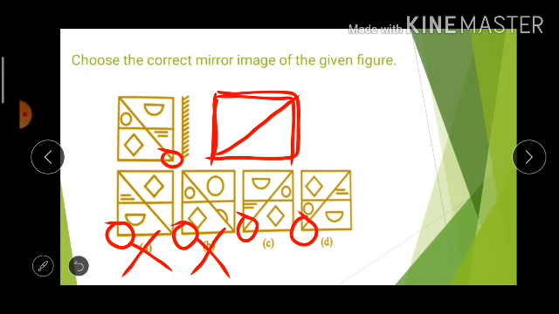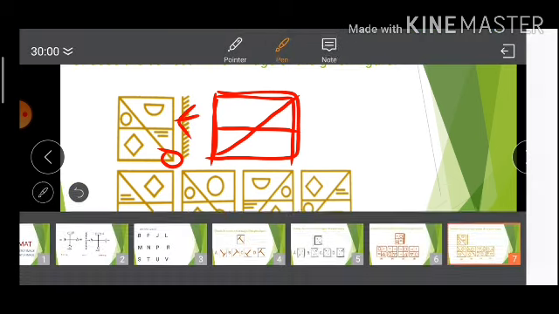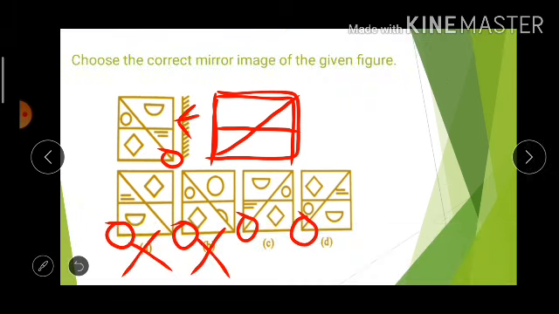Now the first thing I want in the figure, when I walk from the figure, the first image I see is a semicircle. Here you want a semicircle. In options C and D, where can you see a semicircle? This is not a semicircle. I can see a semicircle in option C only. Therefore, the correct answer is option C.